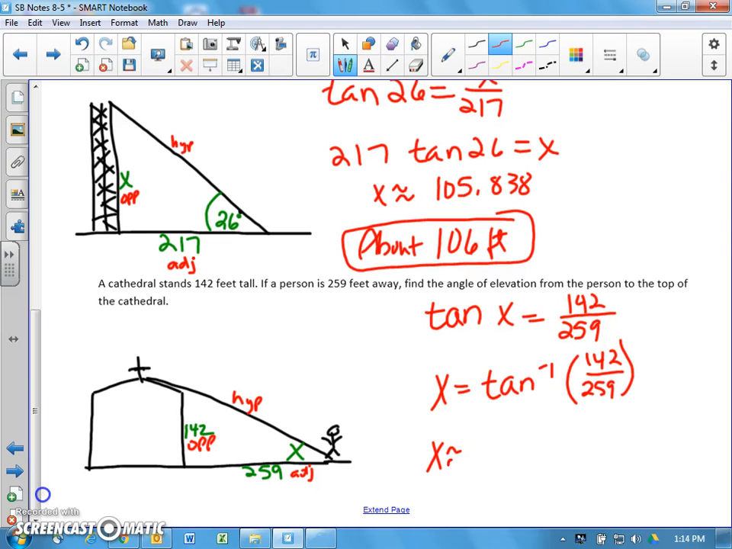Type that into your calculator and make sure you're calculating properly. You should be getting 28.734. So we would answer the question and say that the angle of elevation is about 29 degrees.